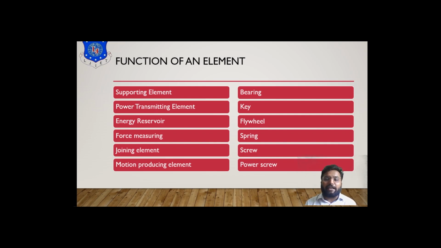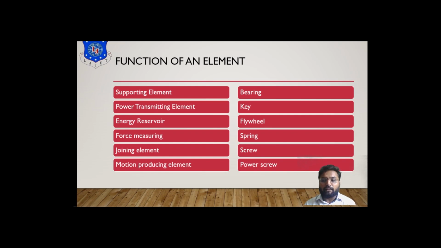If it is a supporting element, then we will have a bearing. If it is a power transmitting element, it could be a key. If it is an energy reservoir, then it could be a flywheel. If it is a force measuring element, then it will be a spring. If it is a joining element, then it could be a screw. If it is a motion producing element, that could be a power screw. So these are the different elements we can use depending on the functions of our machine.